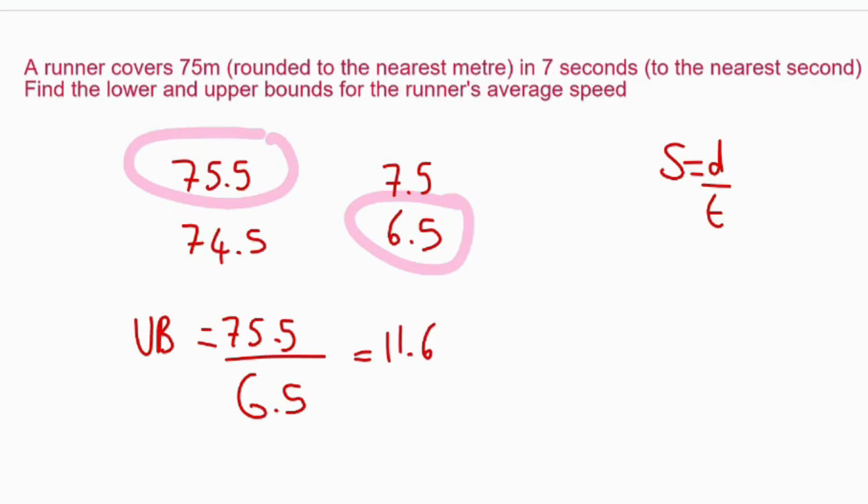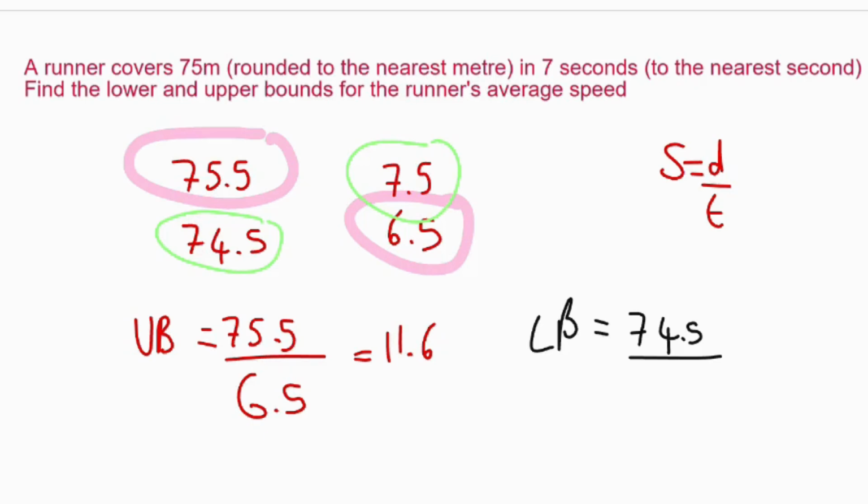And for the lower bound, again, we use our opposites, 74.5 and 7.5, because it's just not going to fit into it as many times, and it's a smaller value. 74.5 divided by 7.5 would give us 9.9.